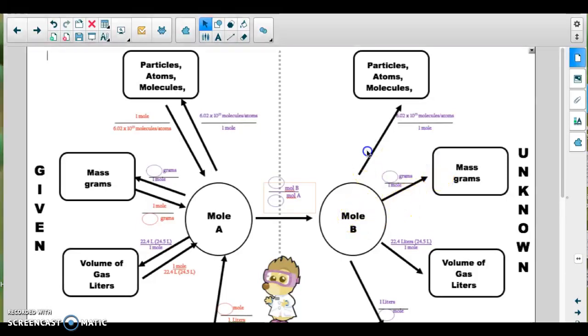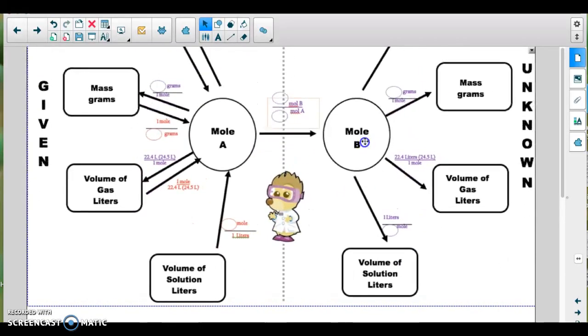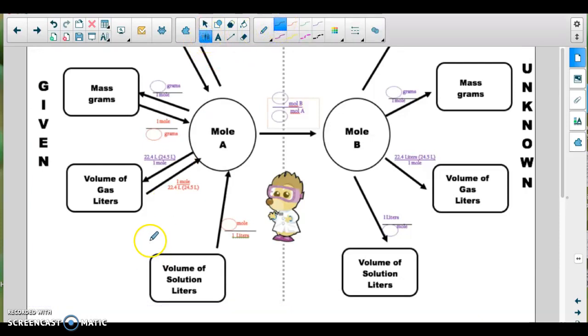This next stoichiometry problem is going to be using molarity. So we can take molarity and write it in a different way and use it as a conversion. Earlier this was volume of a gas, but now we're talking about a volume of a solution.